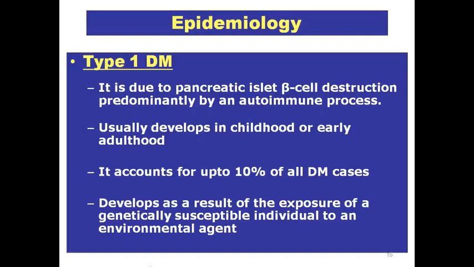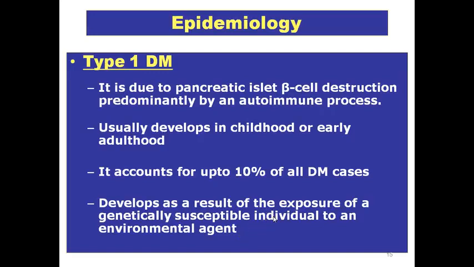So in epidemiology, as I said, type 1 is due to pancreatic islet cell B cell destruction, predominantly by autoimmune process, develops in childhood or early adulthood. It is 10% of all diabetic patients, and is a result of exposure of genetically susceptible individuals to environmental agents.